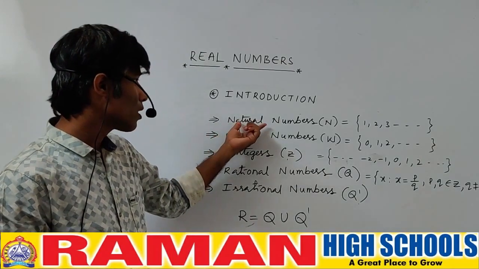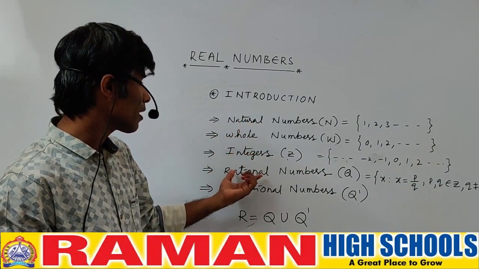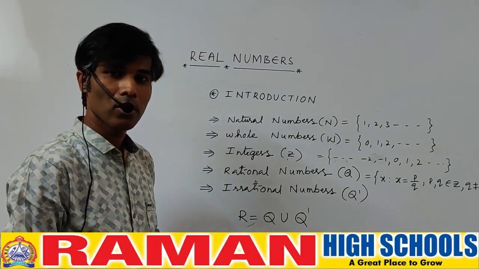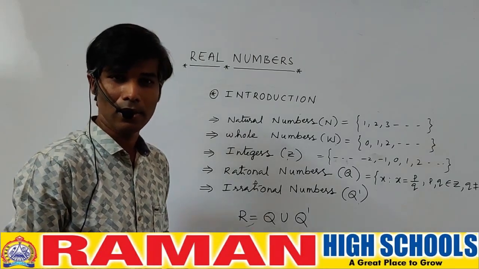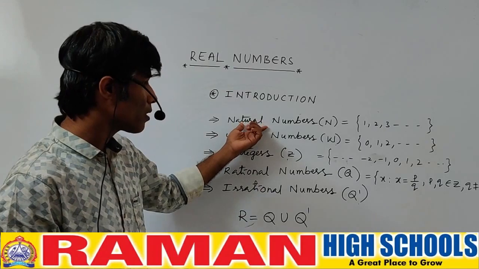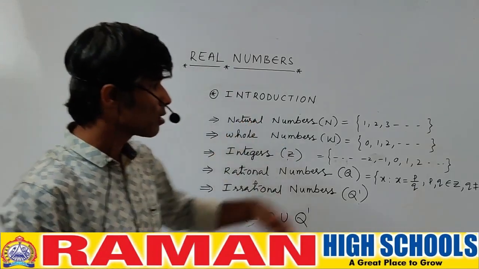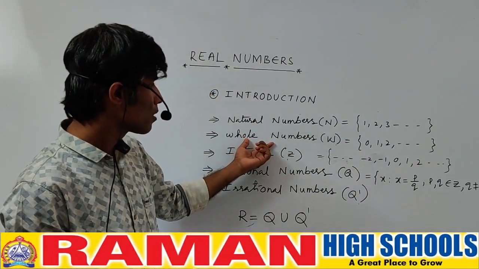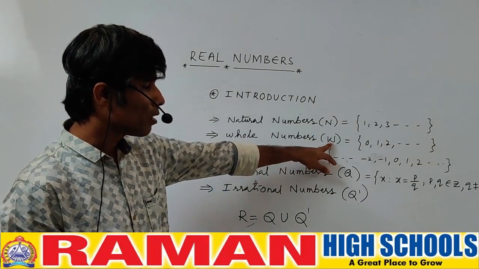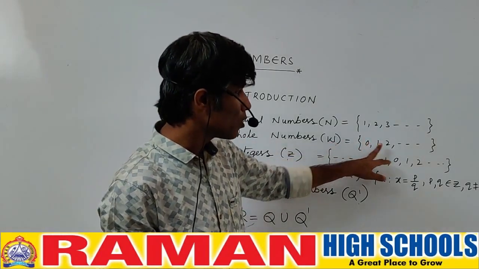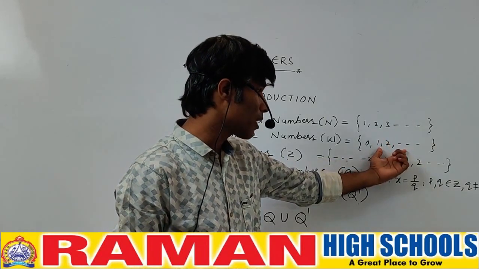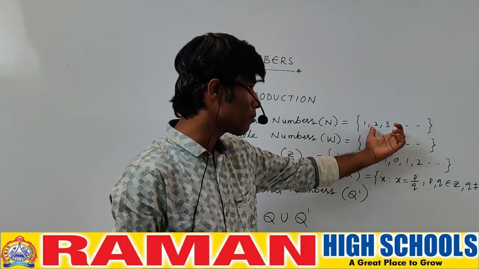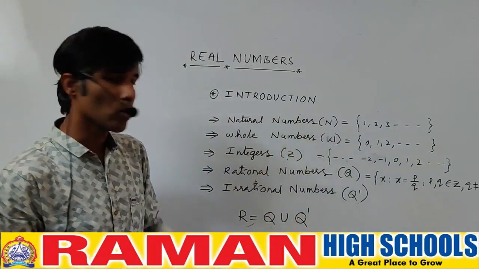Natural numbers, whole numbers, integers, rational numbers and irrational numbers. You have learnt all these number systems in your lower standards, in your previous classes. Natural numbers are also called counting numbers. They are 1, 2, 3 and they are denoted by N. Whole numbers are denoted by W and the whole numbers are 0, 1, 2 and so on. Whole numbers are obtained by adding 0 to the natural numbers. That is, natural numbers along with 0 are called whole numbers.